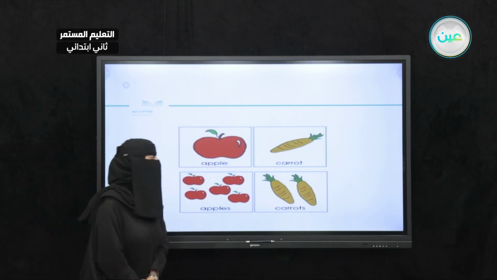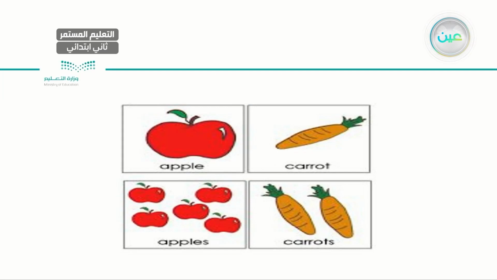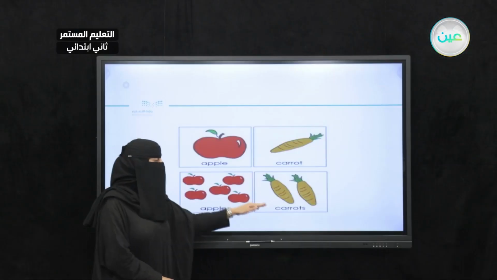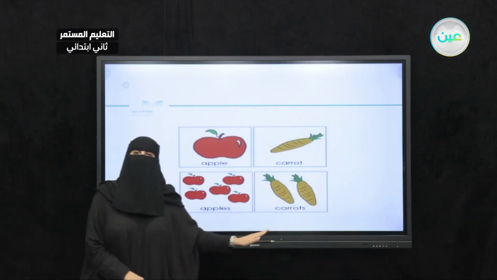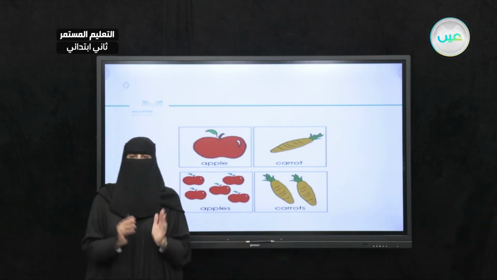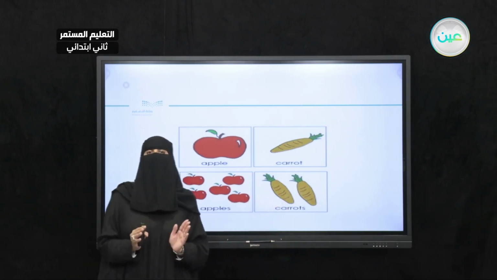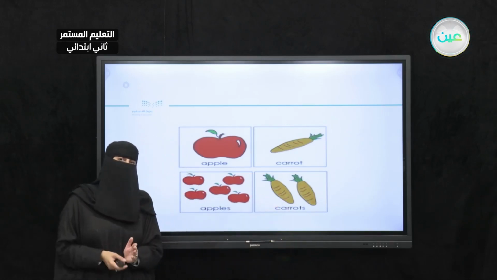How about the carrot? How many carrots can you see? At the top right corner, I can see a carrot. Just one, right? So it's a carrot. But below, how many carrots can you see? I can see 2 carrots. 2 carrots. So I have S for a plural. Okay, so let me say it one more time.